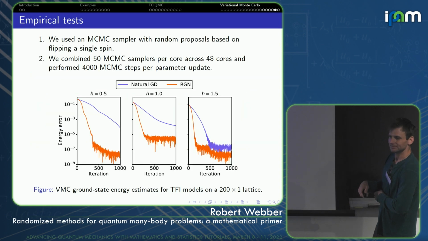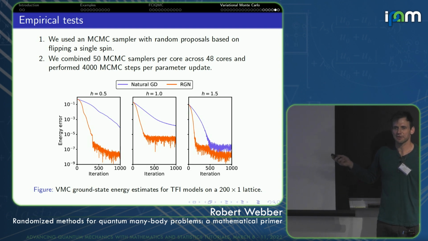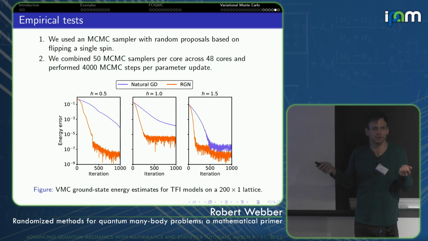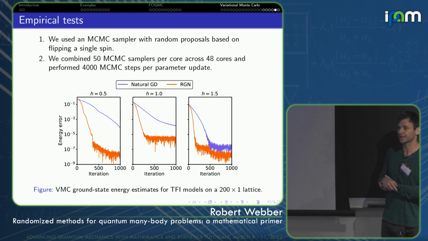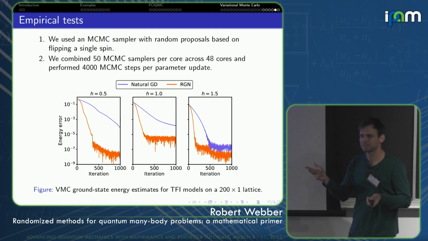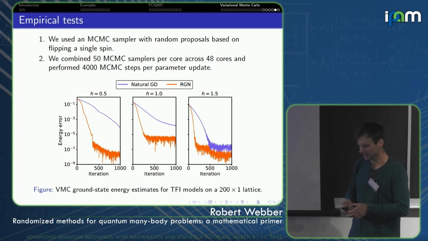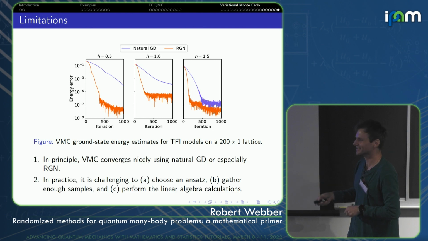Sometimes it works great. So here's basically stochastic noise thrown on top of a similar convergence profile to what we've seen before, for a very large system, a 200 by 1 TFI spin lattice. The combination of the ansatz, the sampling, and the optimization works great for this problem. But I will end exactly on time with these limitations.